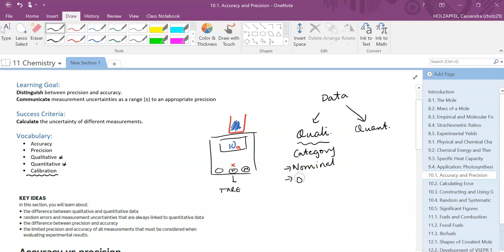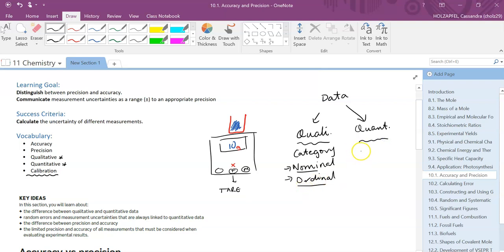When I'm talking about nominal, nom is the Latin word for name, not just for eating food. So nominal is referring to things like the types of cars, the brand of handbag, or your favorite type of fruit, for example. So you're naming the actual object. The other type of qualitative data that we have is ordinal, and that's something that you put in an order. For example, bronze, silver, gold, or maybe your grades A, B, C, or D.